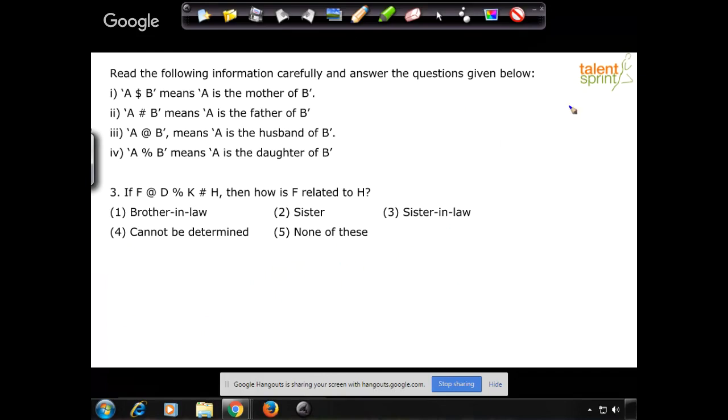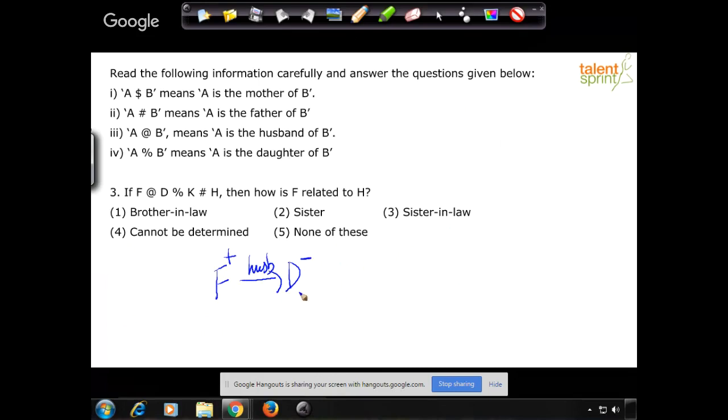I think it's time for me to jump into the fray and see what the correct answer is by starting to draw the diagram. Okay, so let's start. F at the rate D means that F is the husband of D. Now, F is the husband, so F will be male and D will be female. Then they tell us D percentage K, which means that D is the daughter of K.